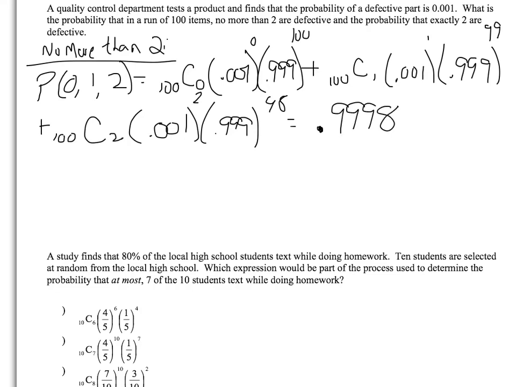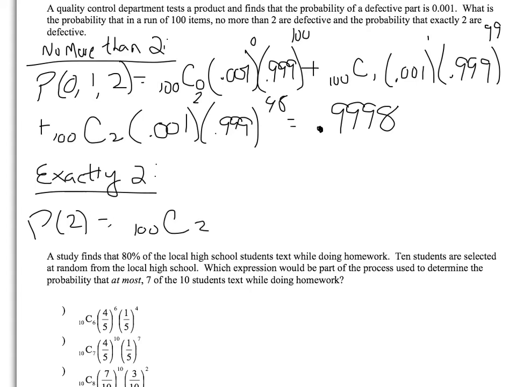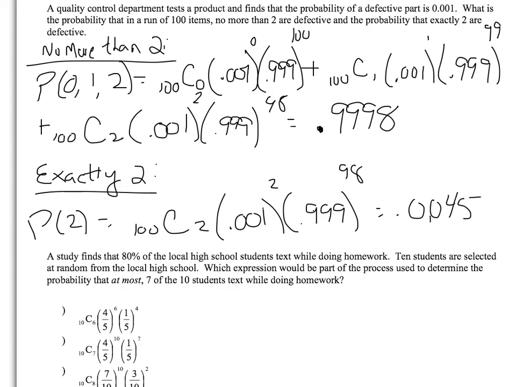0.9998. And finally, exactly 2 is the other part of this question. It's the probability of 2. You have 100 items. You want to choose 2 of them to be defective. The probability it's defective is 0.001. The probability that it's not defective is 0.999. You want 98 of them to not be defective. Type that piece in your calculator, you get 0.0045. That's just a straight mark.